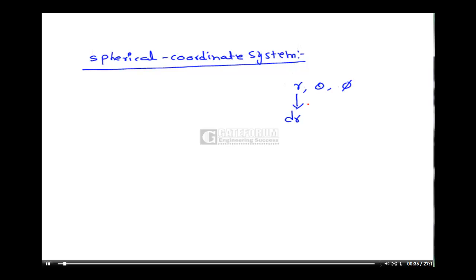dl, ds and dv for spherical coordinate also. Spherical coordinate system. So here we are having three variations: one is r, one is theta and one is phi. So the differential length due to this is dr. Similarly theta.